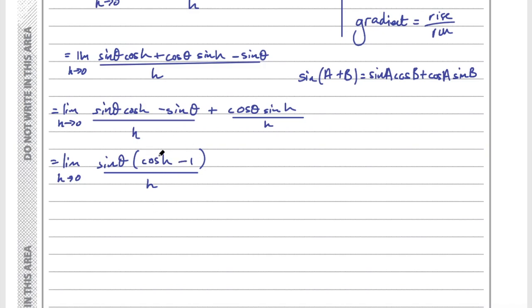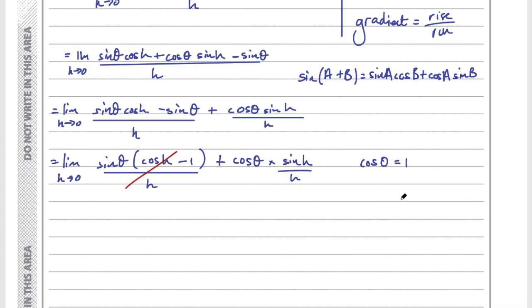And this part, this cosine of h minus 1, that approaches 0, because remember that cosine of 0 equals 1. And so 1 minus 1, that will turn into 0. So effectively, this part of the fraction cancels itself out because this will turn into a 0 and everything else multiplied by 0 will be 0. And over here, we could rewrite this as cosine of theta times sine of h on h. And sine of h on h approaches 1 as h approaches 0.